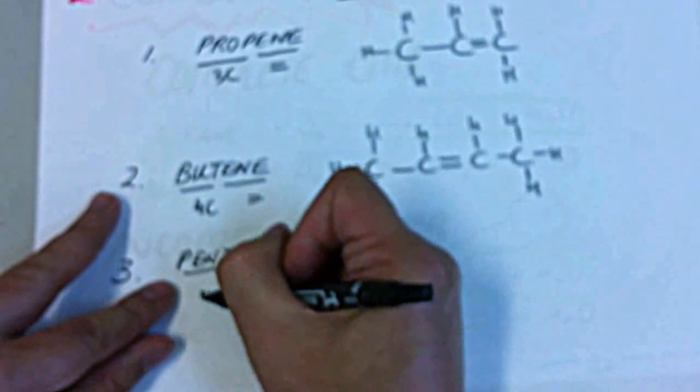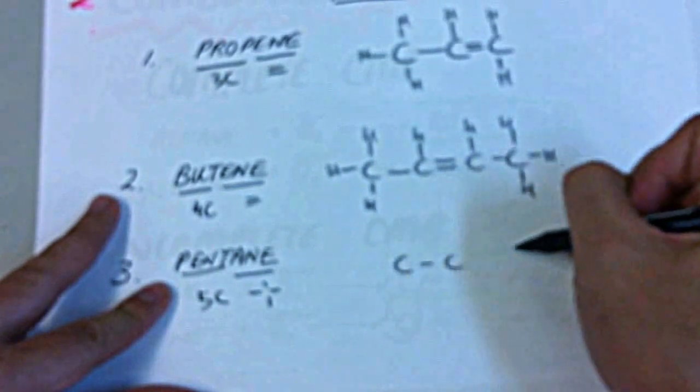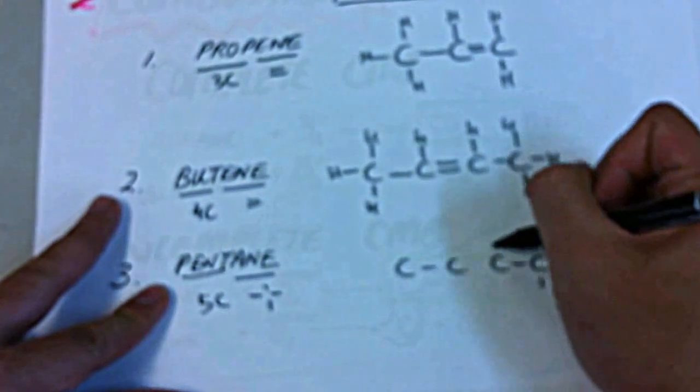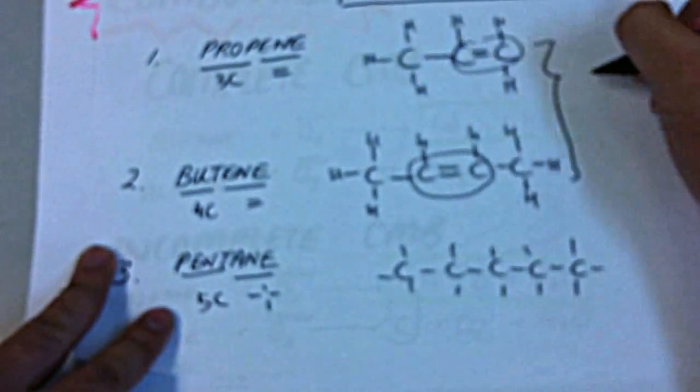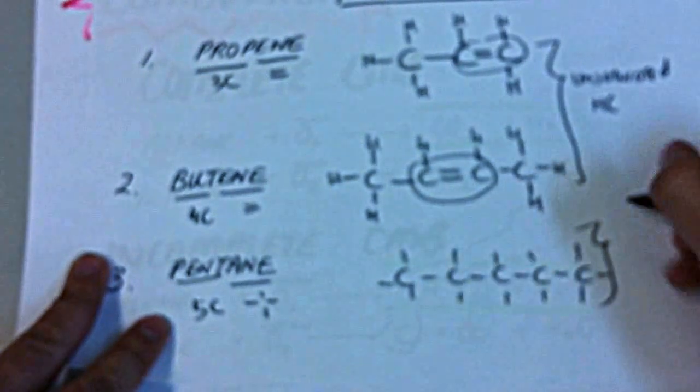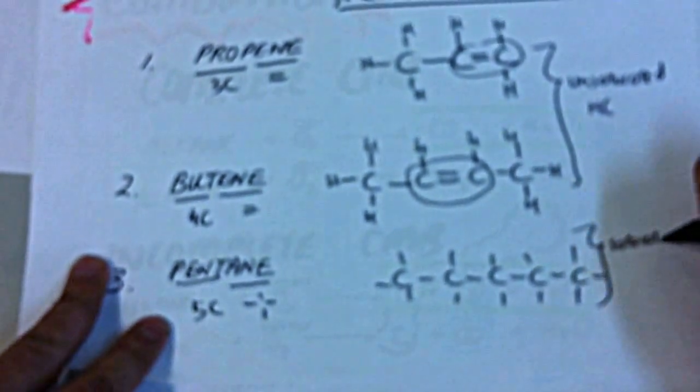Pentane. Pent is 5 carbon. Ane is all single bonds. So 5 carbons with single bonds, and 4 lines each. It's a saturated compound. I'm not going to put in the H, let's not waste time. So this is the structure of pentane. Notice that there is no double bond. So these two, since they contain double bonds, are known as unsaturated hydrocarbons. And since this is all single, this is known as a saturated hydrocarbon.